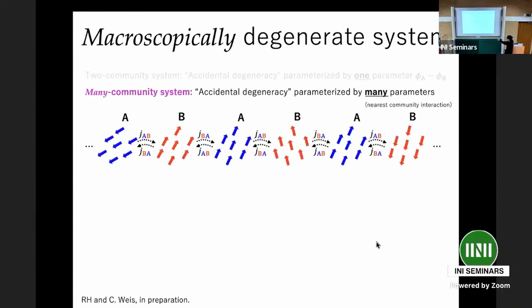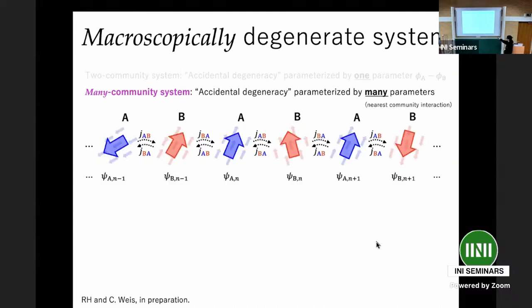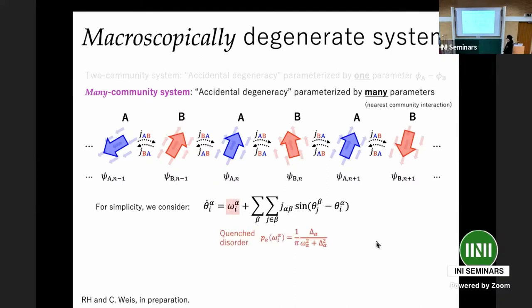In this case, each group is going to be characterized by an order parameter, psi A n and psi B n, at site n. For simplicity, let me consider a system where, instead of the stochastic noise, I have some point disorder with a Lorentzian distribution. What I mean by simpler is that Ott and Anderson have very nicely shown that in these kinds of systems, Kuramoto-type models, with the Ott-Anderson ansatz, the order parameter dynamics can be exactly shown to obey this simple equation. So it's very easy to simplify.